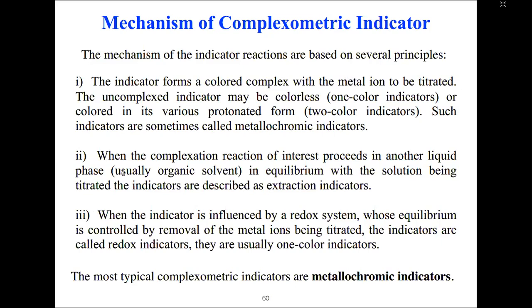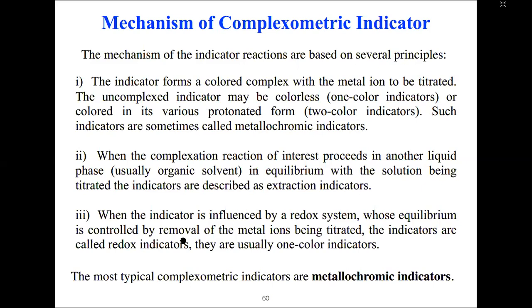The indicator, okay, and then when the complexation reaction of interest proceeds in another liquid phase, usually an organic solvent, in equilibrium with the solution being titrated, the indicators are described as extraction indicators. So if you use a different solvent than the solvent in the original solution, then it is called an extraction indicator. More focus is on the metallochromic indicator. When the indicator is influenced by a redox system whose equilibrium is controlled by removal of the metal ion being titrated, the indicators are called redox indicators. We are already familiar with redox indicators. They are usually one-colored indicators. So the most typical complexometric indicators are metallochromic indicators.